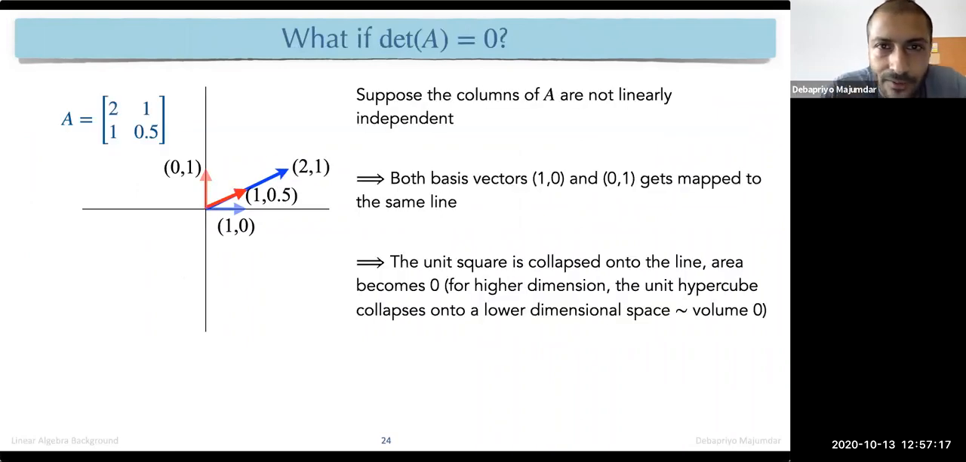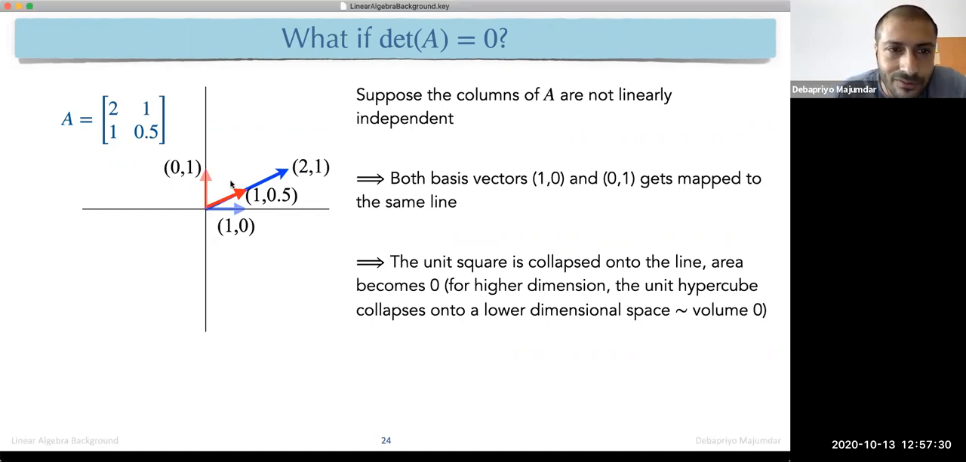This is a point: what happens when the determinant is 0? That means you are sending something to a lower dimensional space and you are making the volume 0. The corresponding intuition in 2 dimensions to 1 dimension is the following. You had an identity matrix, right? 1, 0, 0, 1, and the determinant of that is 1. Now, if you take this matrix 2, 1, 1, 1/2.